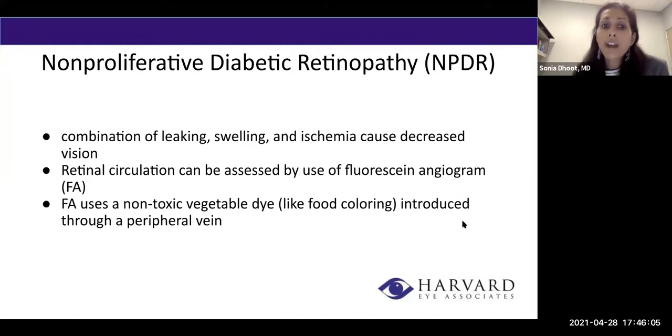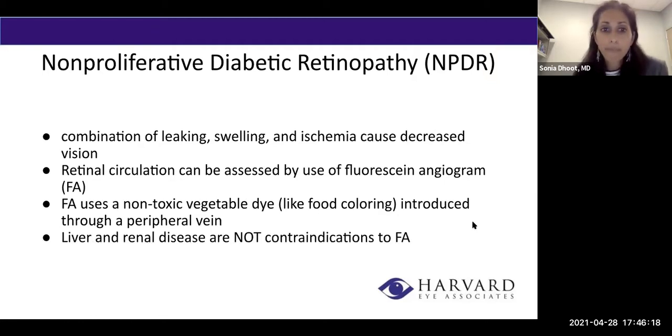The dye is a non-toxic vegetable dye. It's kind of like food coloring, and it's not like the contrast dye that many of you may have had for CTs. So it does not damage kidneys, which is a common question we get. So having liver or renal disease is not a contraindication to doing the angiogram.